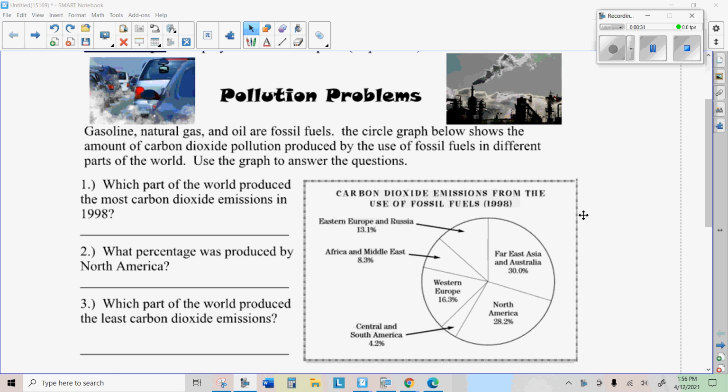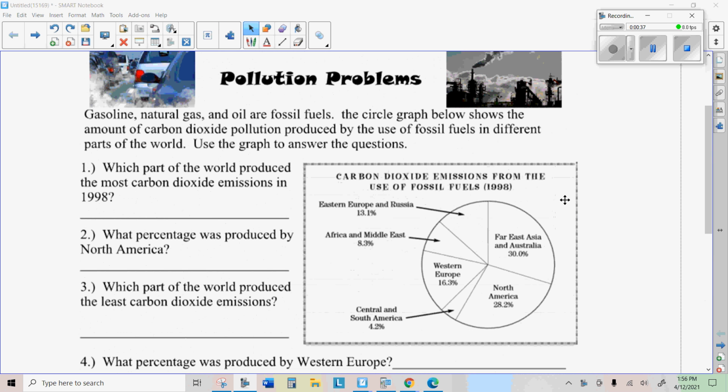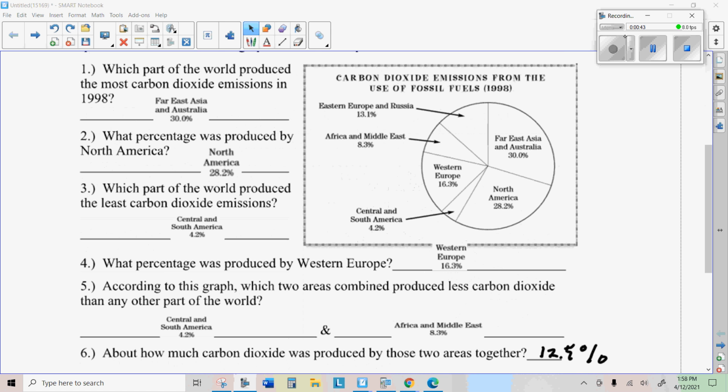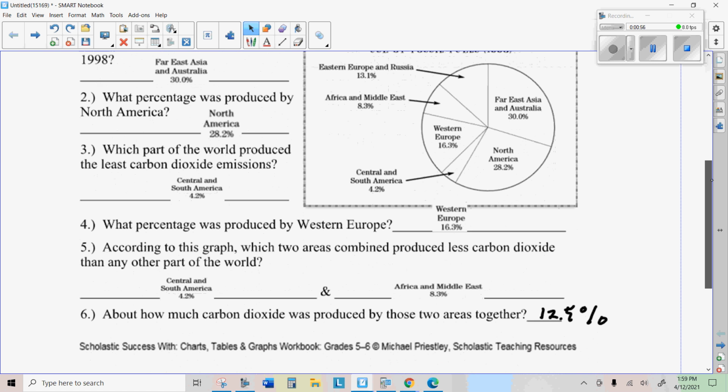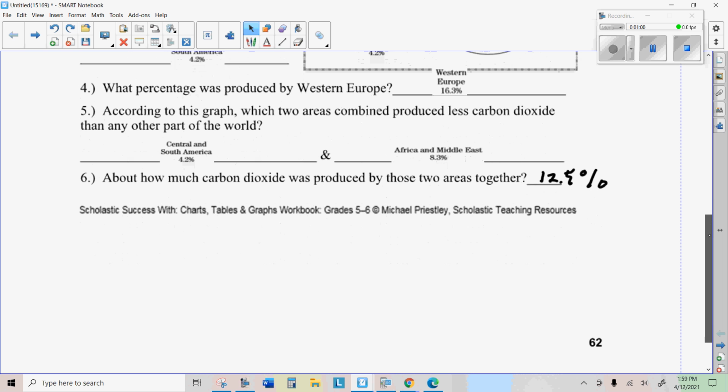So let's just start by having you do these first 6 problems here using this circle graph. Go ahead and answer those questions, and you can check back and see if you got them right. The circle graph here represents all of the carbon dioxide, 100% of it in the world, and what each part of the world produces out of that amount. Check your answers.